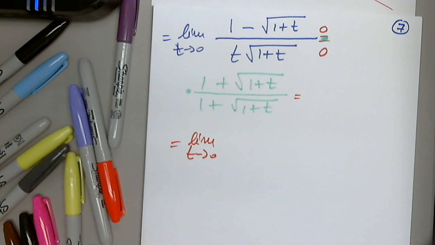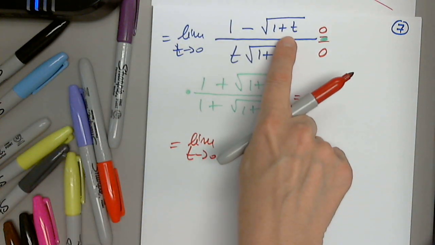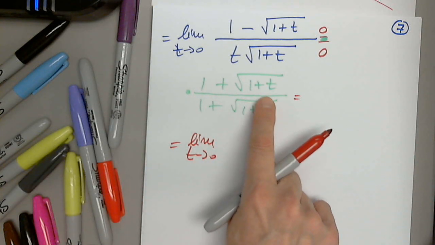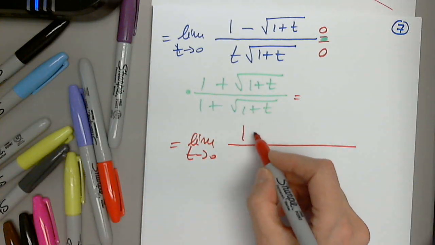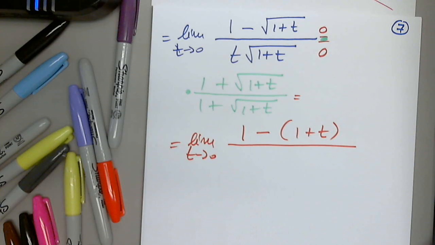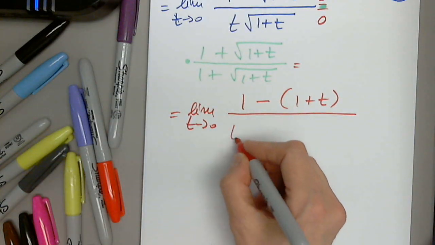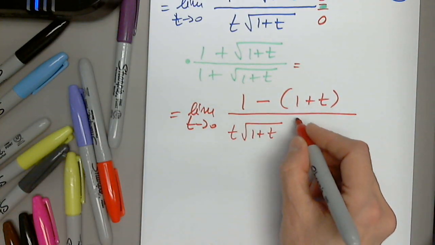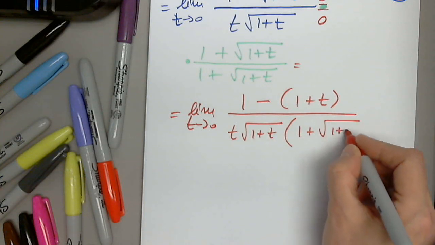Remember, we are using the formula a minus b times a plus b. 1 minus 1 plus t. Very good. And the denominator now, t, the square root of 1 plus t, in parentheses, 1 plus the square root of 1 plus t.